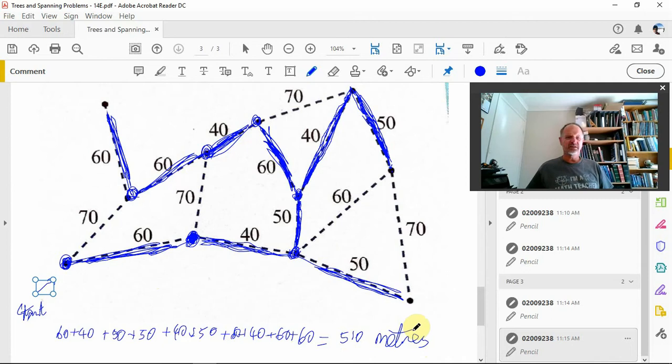All right, so that's minimum spanning trees and connector problems.